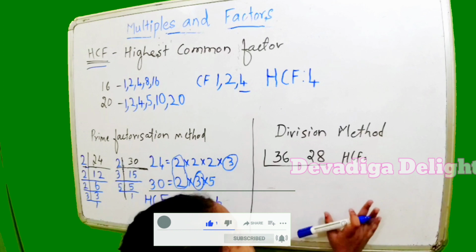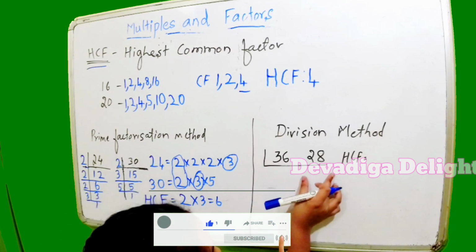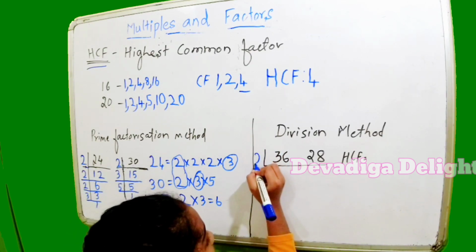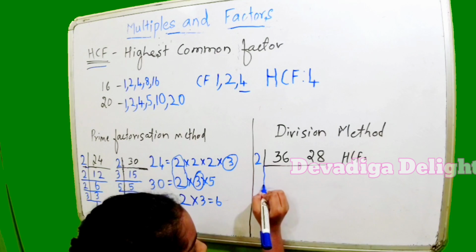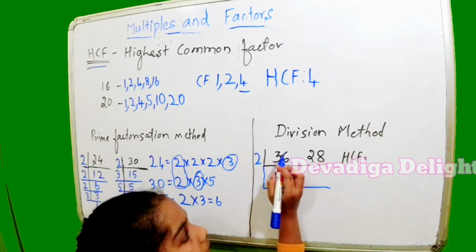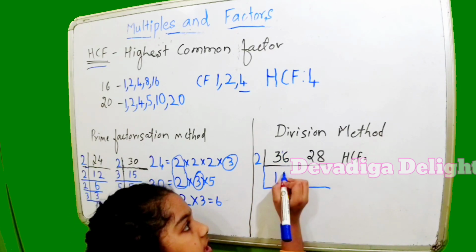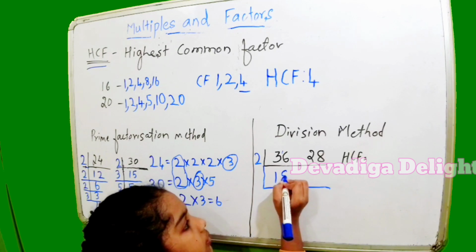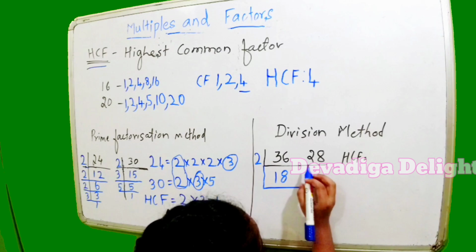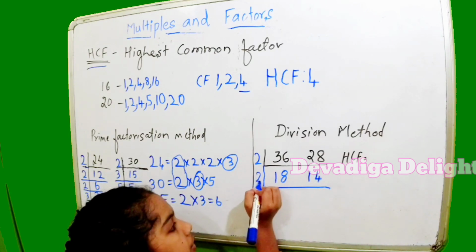Now we will use the division method, and we have taken one example, which is 36 and 28. As these both are even numbers, we will take 2. So 2 1s are 2, and as it takes one more number, we will write the 1 here. 16 means 2 8s are 16. Now let's erase this one. Then 28, then 2 1s are 2 and 2 4s are 8. Then 2 here.